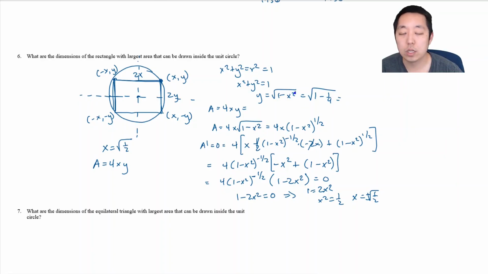Wait. No. The 1 minus 1/2, that's square root of 1/2 also. So x and y are equal, so it actually ends up being a square. 1/2 root 1/2 times root 1/2 is 1/2, times 4 is 2. That's the largest area.